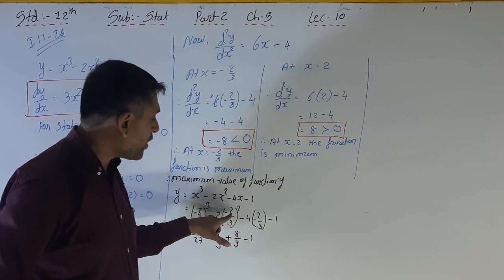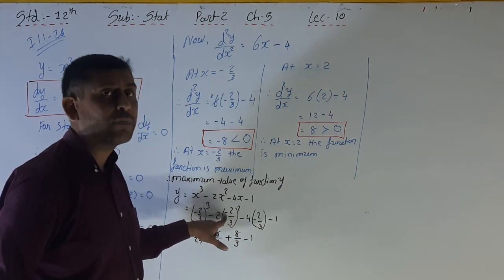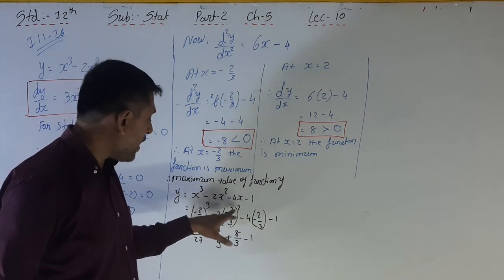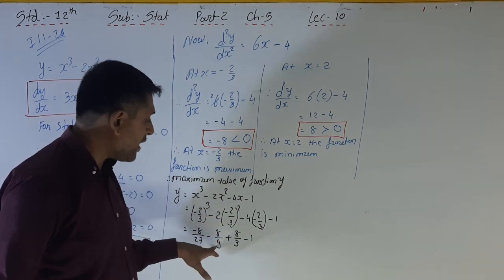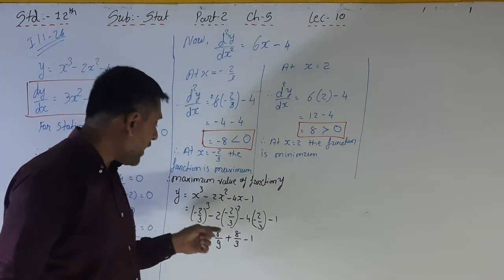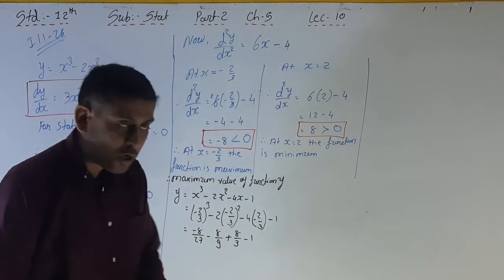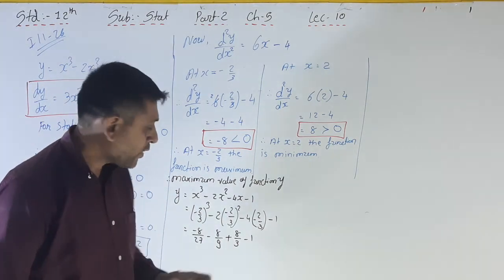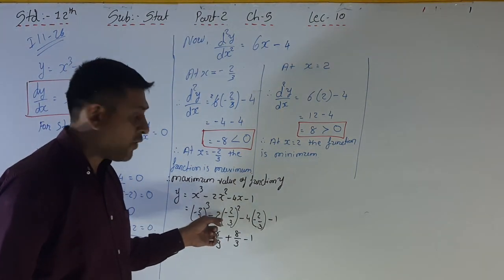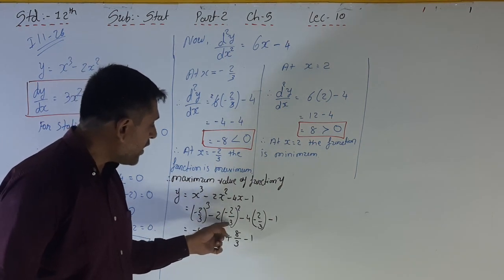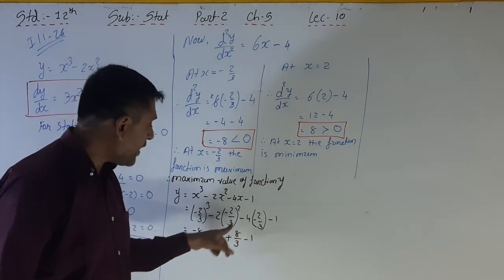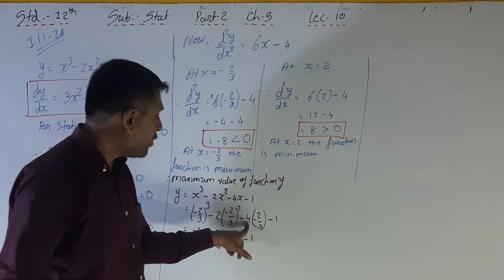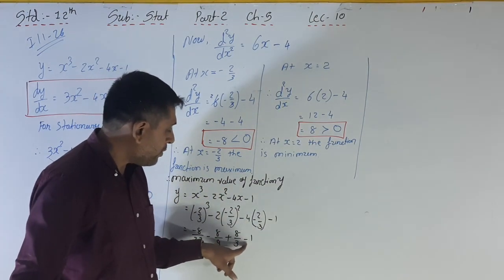What is 2 by 3 whole square? That is 4 by 9, and the square is positive, plus, and plus into minus is minus, so minus 8 by 9, since 2 times 4 is 8, over 9. We multiply only the numerator, not the denominator. So here we write 8 by 9, not 8 by 18. 4 twos are 8, divided by 3 square, that is 9. Then minus minus plus, again we multiply with the numerator, 4 twos are 8 by 3, minus 1.